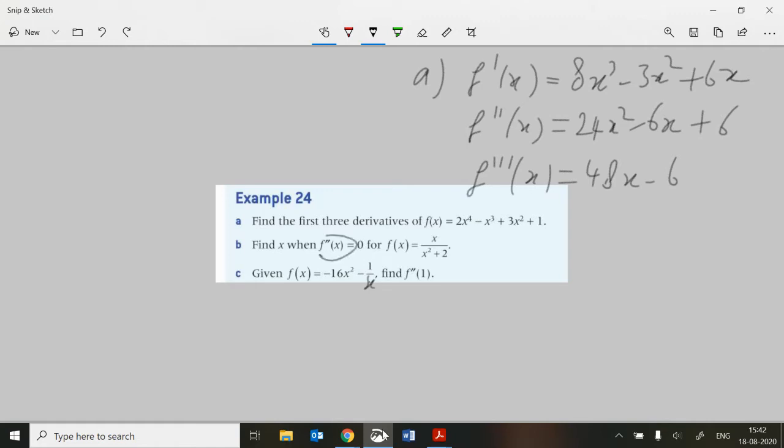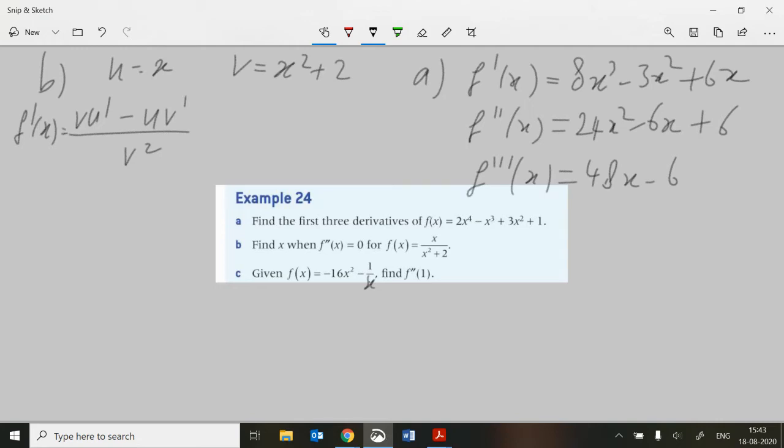Okay, find the second derivative of this thing here. So we're going to do part b up here. We can see that we've got u equals x, and v equals x squared plus 2. And so we know we've got the quotient rule, which we need to use. Remember what that is. Hopefully you've remembered it by now. And there we go, that's our quotient rule. This is what we're looking for. This is going to give us f dash of x.